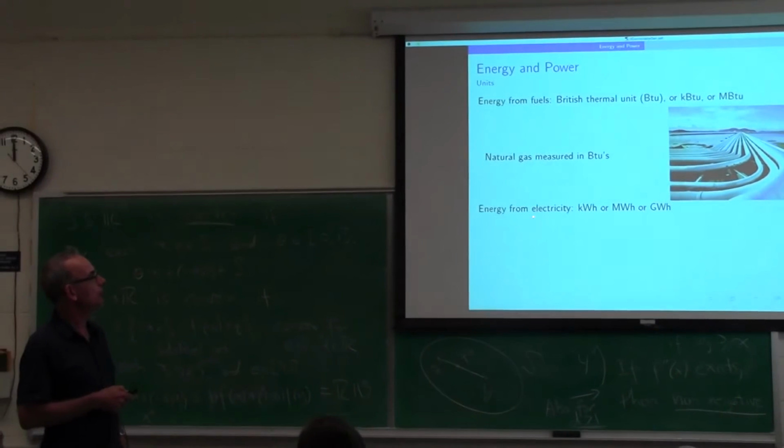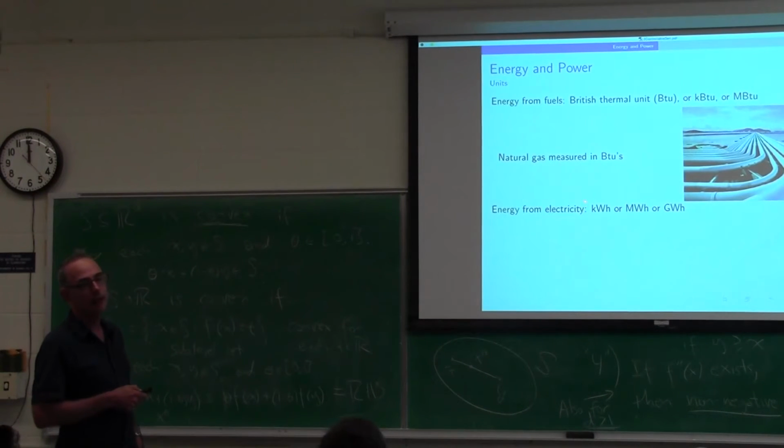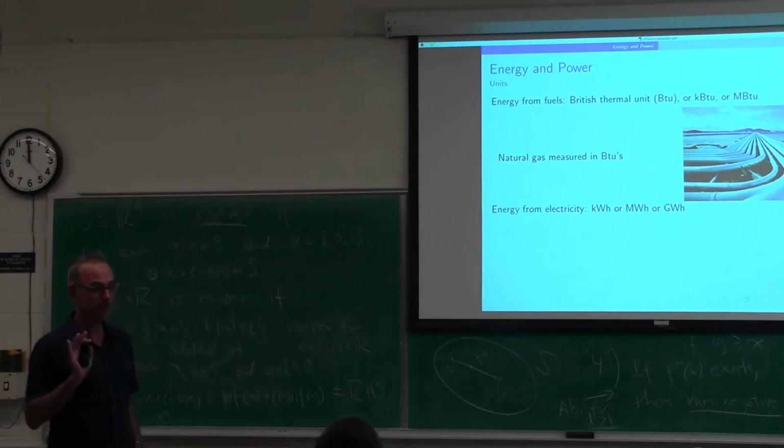So the energy from electricity is measured in kilowatt hours, megawatt hours, or gigawatt hours. All right, and everyone screws this up. I do sometimes, but I mean everyone. Experts screw this up. Energy secretaries screw this up on the units for energy for electricity. Just remember, if you haven't put a little H at the end, you've made a mistake.